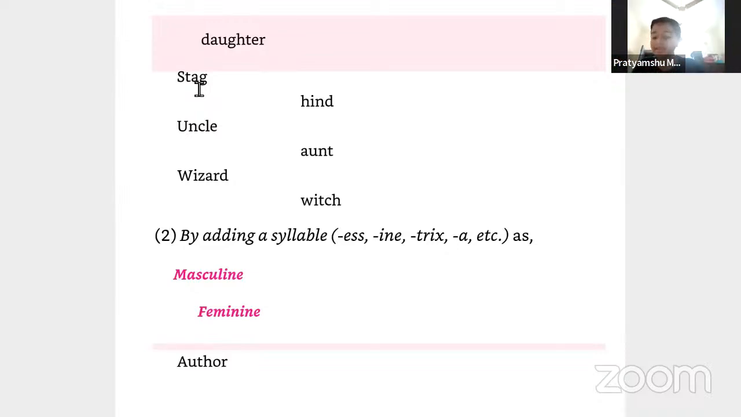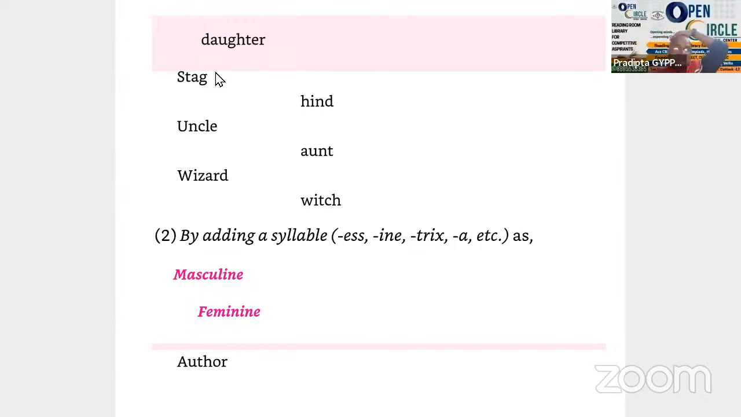Stag is another animal. What animal? The type of deer with very long horns. Yes, a stag is a deer. And in the case of the opposite, the female gender would be hind, H-I-N-D, hind. Uncle and aunt. Wizard and witch, W-I-T-C-H. Understood?